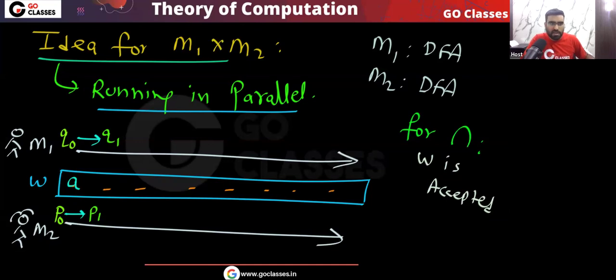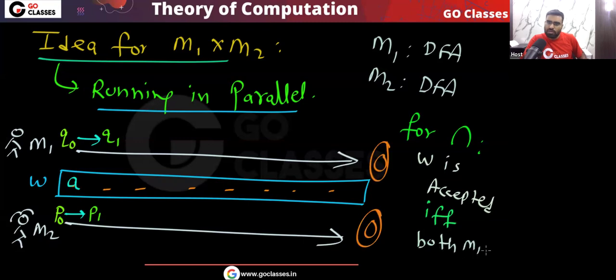Intersection means common string. It means this DFA M1 should go to a final state and this DFA M2 should also go to a final state. They should both end in the final state. So remember, W will be accepted if and only if both M1, M2 end in a final state. Okay, so this is the idea.